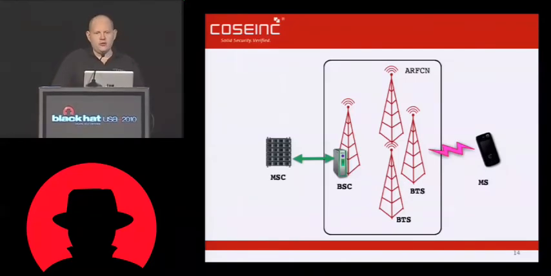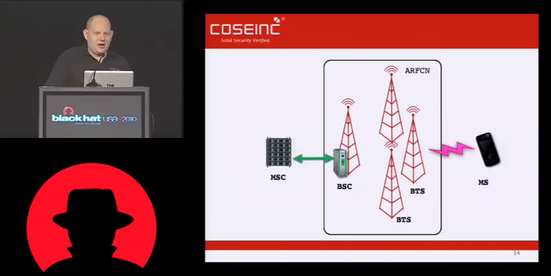This is sort of what a typical cell station will look like. The BTS is the base station system, the BSC is the base station controller, and the MSC is the mobile switching center. So the MS, or the mobile station, will connect to one of the ARFCNs, which is the absolute radio frequency control number, or code number.